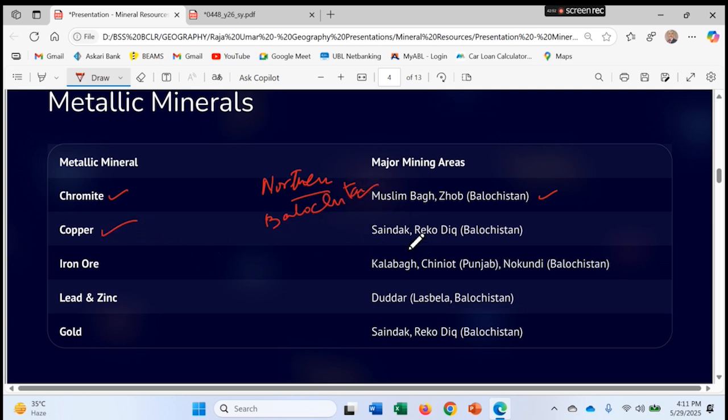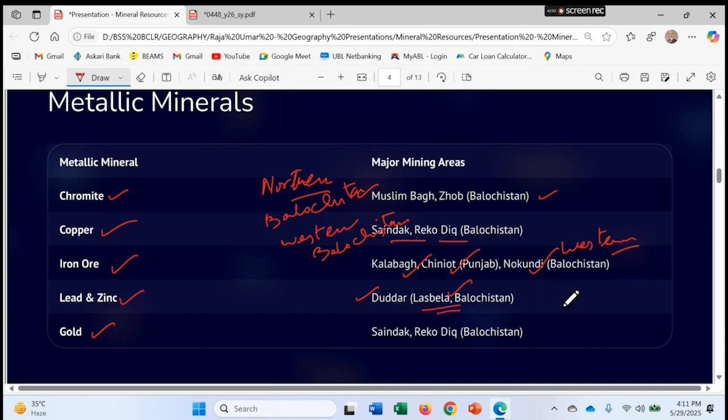And they are really very important for the industrial development. Copper: Sendak, Rakadik in Balochistan, on the western side of Balochistan towards the Iranian border. And I will show you the maps as well. Then iron ore: Kalabagh, Tehsil Kalabagh, district Mianwali, Punjab; Chiniot, Punjab; and Nokundi, Balochistan, again the western parts of Balochistan towards the Iranian border. Lead and zinc: Dadar, Lasbela Plains, Balochistan.